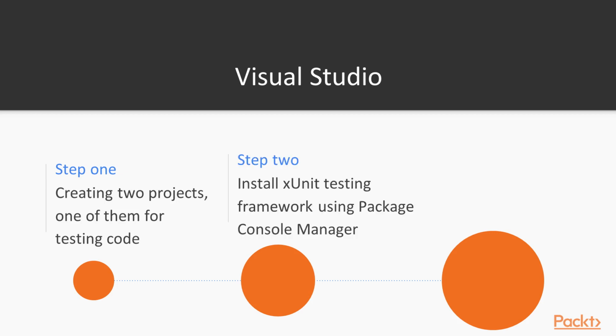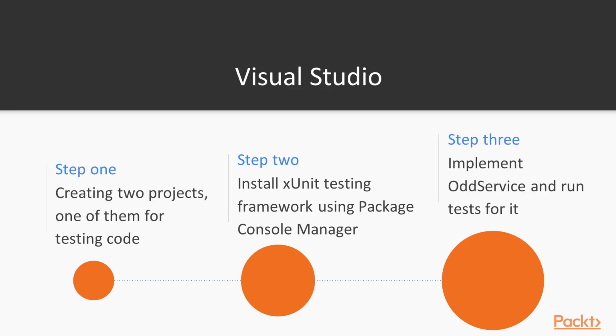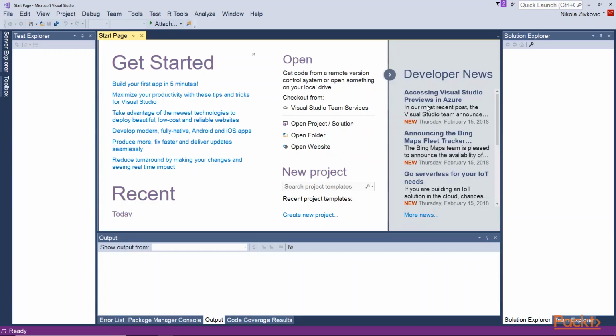In the second, testing project, we will install the XUnit test framework using the Package Manager console in Visual Studio. And finally, we will implement a simple odd service using TDD. This service will check if the number passed to the service is odd. Very simple, but we will close this whole loop and make all things come together. So, let's do it. Here is Visual Studio.